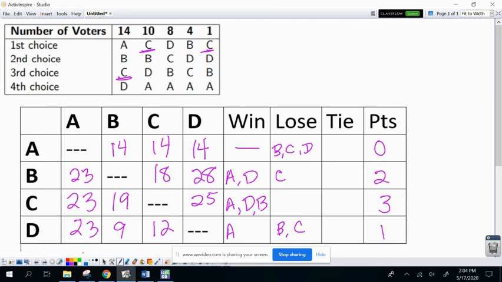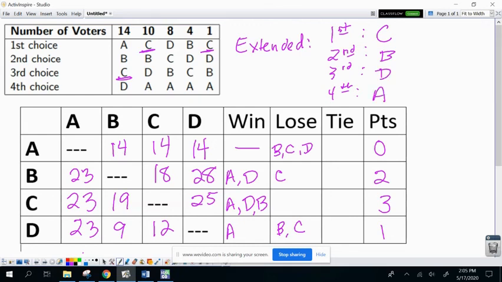If we had to declare a winner, the winner would be C, but we want to extend. So our extended comparisons here asks us to do first, second, third, and fourth, and that's just going to be based on the points that each candidate received in this extended pairwise comparisons method. So first would be C, then B, D, and A. So A is our plurality winner, but when we do the head-to-head comparison, A comes in last. So A is not a Condorcet candidate, does not meet the Condorcet criterion.